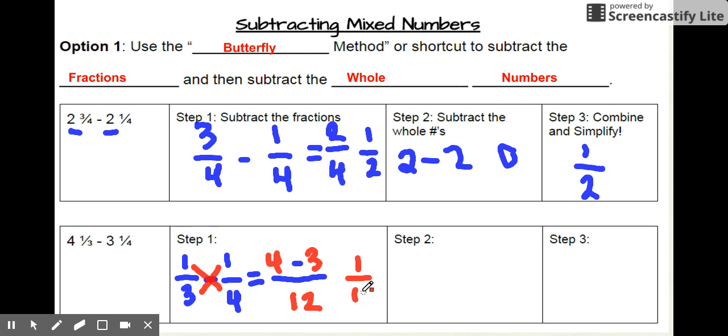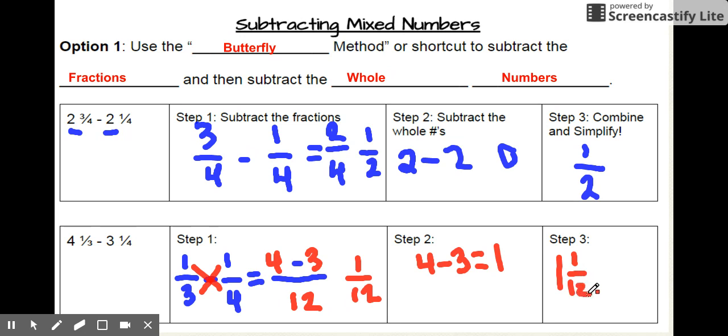So that's how you subtract your fractions. And then if you subtract the whole numbers, you have 4 minus 3, which is just 1. Okay, so combine the two is step 3, 1 and 1/12. So that's one way you can use the butterfly method.